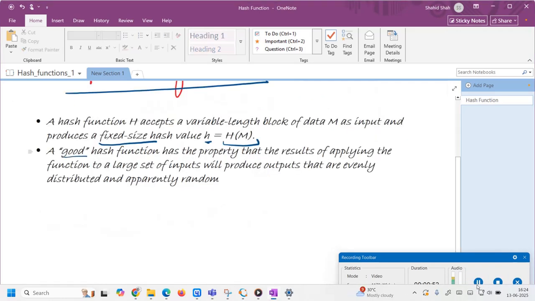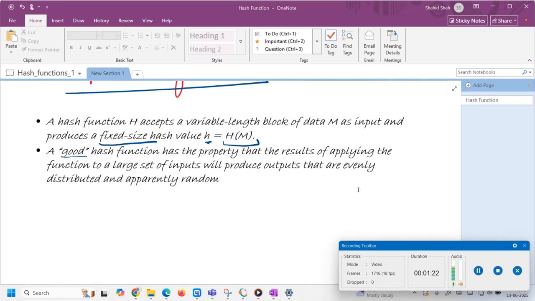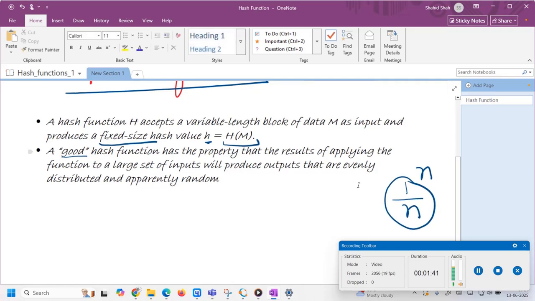Now, a good hash function in some sense has the property that if you apply the function to a large set of inputs, it will produce outputs that are evenly distributed and apparently random. That is, if you apply different inputs, some m1, then m2 and m3, the output will look apparently random. Evenly distributed means sort of a uniform distribution. Again, we will see one example of what it means, but in general, suppose there are n different blocks of data which you are providing to the hash, the probability with which you observe any particular hash output will be 1 by n. Okay, this you will see very soon. But the important property of a hash function is that the output should appear to be random.